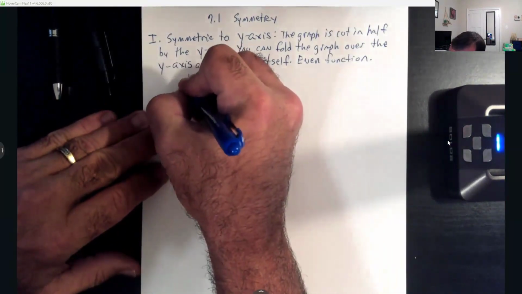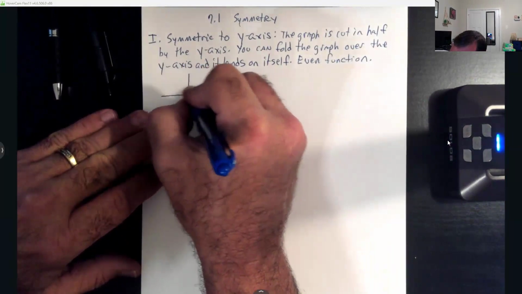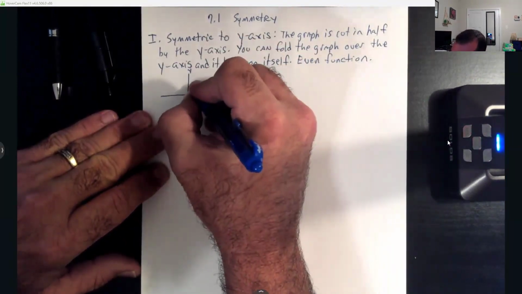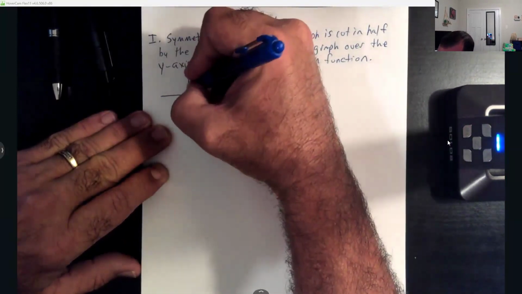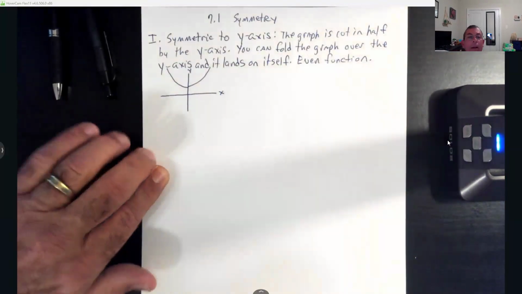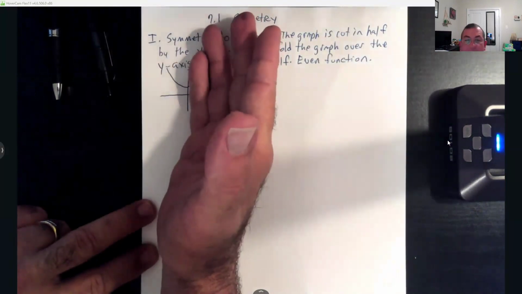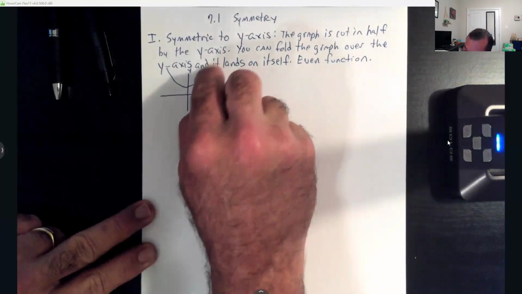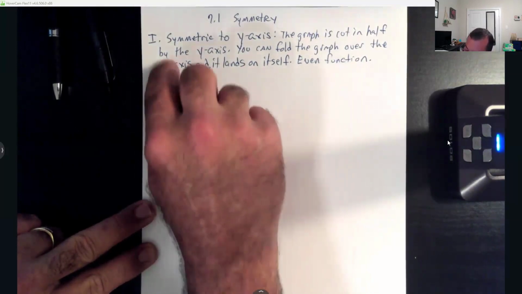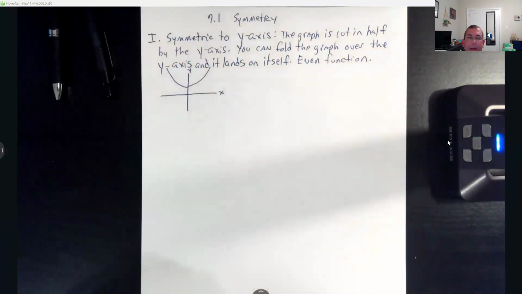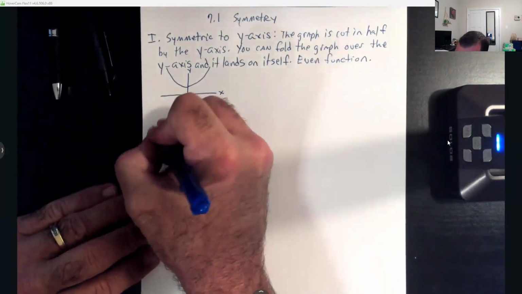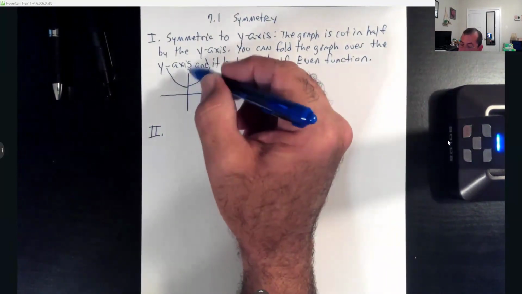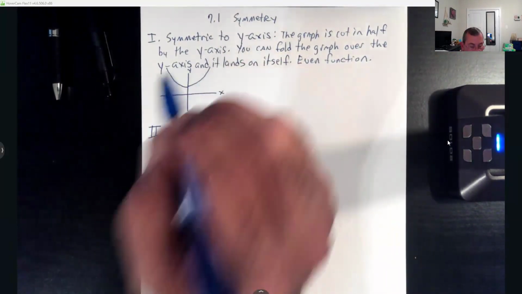So y'all, let's look at a graph that would be symmetric to the y-axis. That'll be our parabolas we've been looking at. Okay, on a parabola, if I took this graph and folded it right over that y-axis, this side of the graph would land on that side of the graph, okay? So that's the y-axis. Notice it cuts it in half.